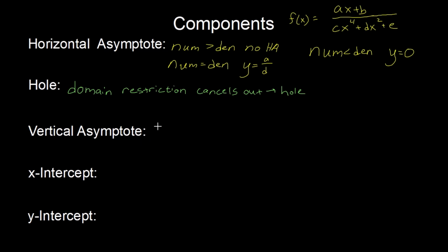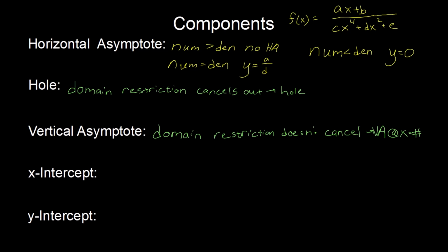And then by that reverse statement, if the domain restriction doesn't cancel out, then you're looking at a vertical asymptote. So if the domain restriction doesn't cancel out, that's when you're looking at a vertical asymptote, and you're going to have a vertical asymptote at x equals whatever that restriction is.